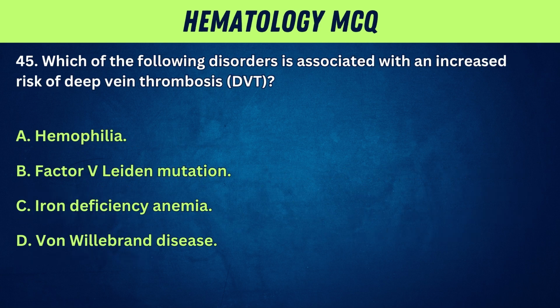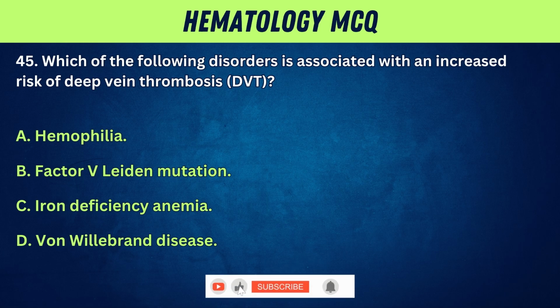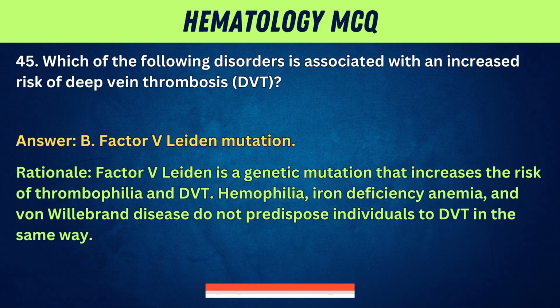45. Which of the following disorders is associated with an increased risk of deep vein thrombosis, DVT? A. Hemophilia. B. Factor V Leiden mutation. C. Iron deficiency anemia. D. Von Willebrand disease. Answer: B.